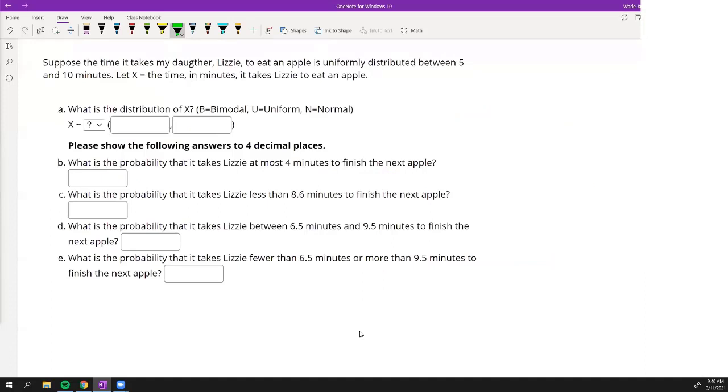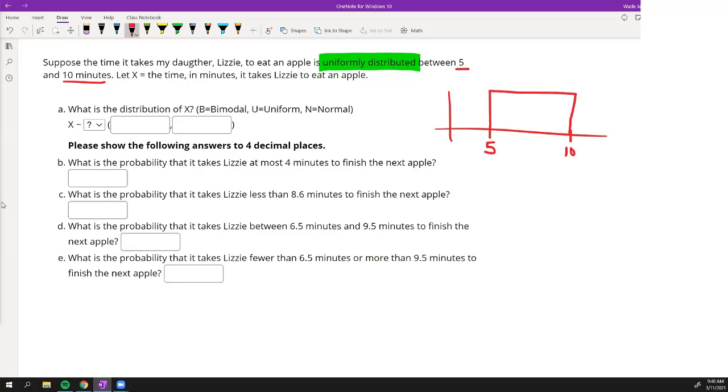Suppose the time it takes Lizzie to eat an apple is uniformly distributed. That's important to identify. We're dealing with a uniform distribution. So it's uniformly distributed between 5 and 10 minutes. If we were to make a graph of this, here's our axis. Our lower bound would be 5 minutes, and our upper bound would be 10 minutes. We could draw a rectangle because we know it's uniformly distributed. The base here is equal to 5 units, 10 minus 5 is 5, so we know that the height is 1/5.